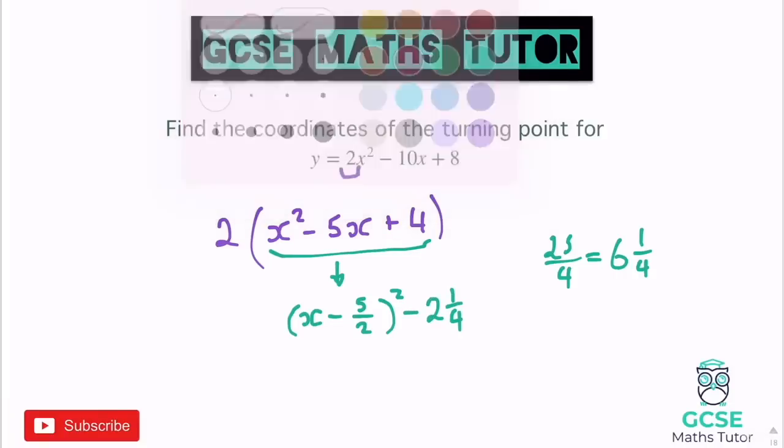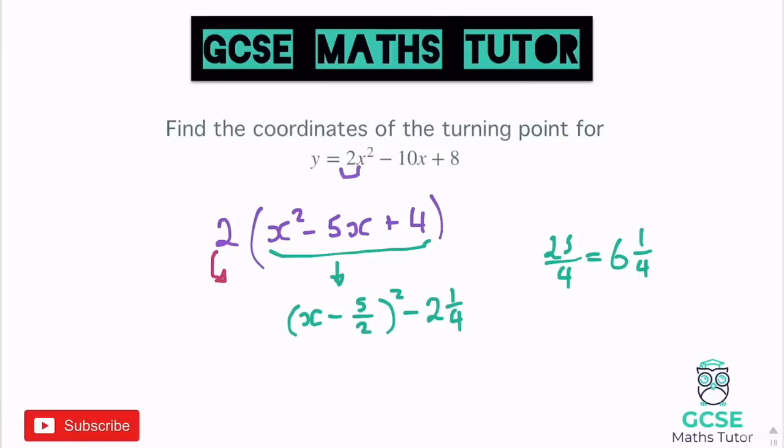Now we need to reintroduce this 2. So this 2 was there. Now that 2 doesn't just disappear. Actually, this whole thing has to be multiplied by 2. So I'm going to bring that back in, and now we have to multiply that 2 out.